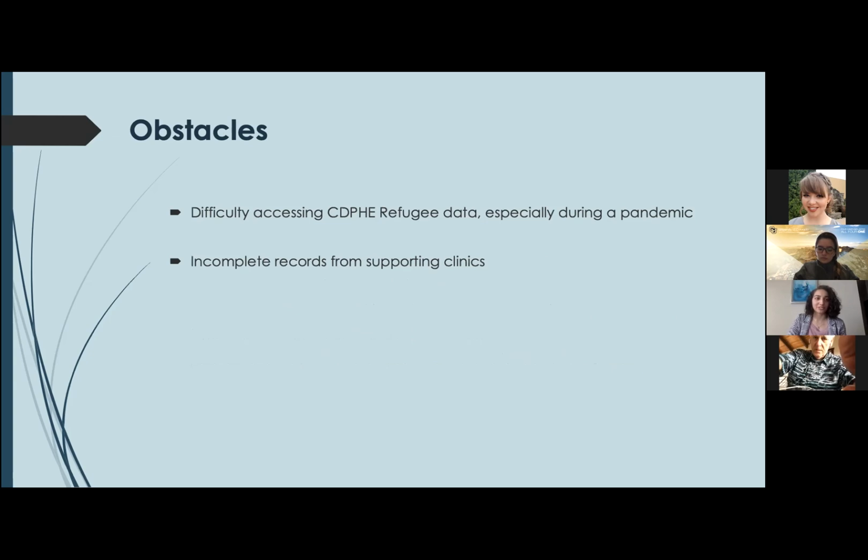So obstacles: the CDPHE has been really swamped with the COVID-19 pandemic over the last year, and their refugee team kind of got put on hold for a little bit. So accessing that data has been really rough, but we're kind of getting there now. And when I was talking to the refugee health team, they told me that a lot of the supporting clinics who give their data to the CDPHE just have problems keeping their records. So that'll be a future obstacle, the incomplete records that those clinics have.